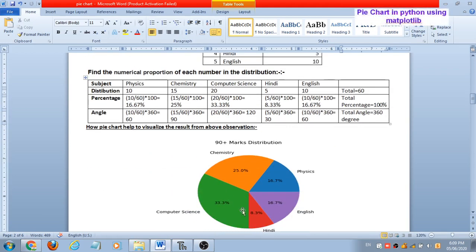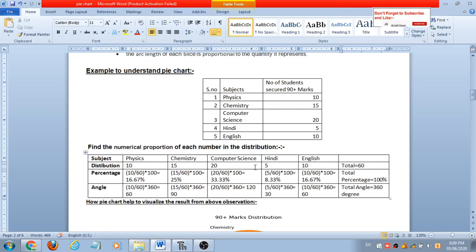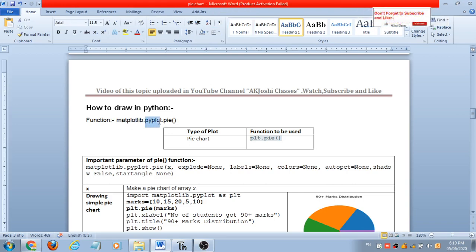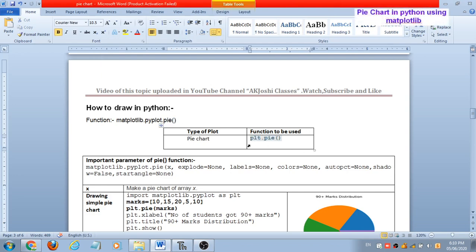Now in Python we don't need to do this calculation. This calculation is done by the system automatically. Now how can we draw this in Python? This was the general concept about the pie chart, what a pie chart is and how it can be drawn using simple mathematics. Now in Python, using the matplotlib library, in the pyplot submodule, there is a function called pie. Using this pie function we can draw it very easily. Here plt is an alias, so with plt.pie we can draw this.